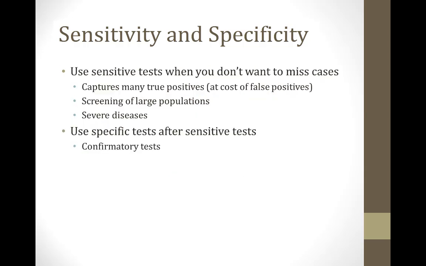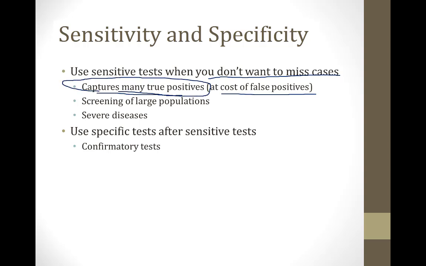Now recall that a few slides ago I said that if you use a sensitive test, it's very good for ruling out disease, because people who test negative are usually true negatives. But the implication of that is that sensitive tests are very good when we don't want to miss cases. Sensitive tests capture many true positives. Now they do this at the cost of false positives, but if we don't want to miss cases, we're willing to pay that price in order to capture as many true positives as possible.